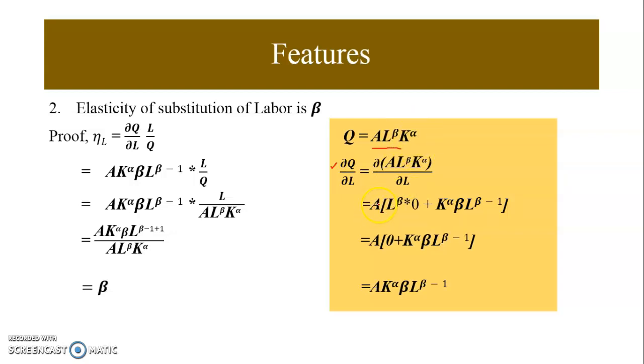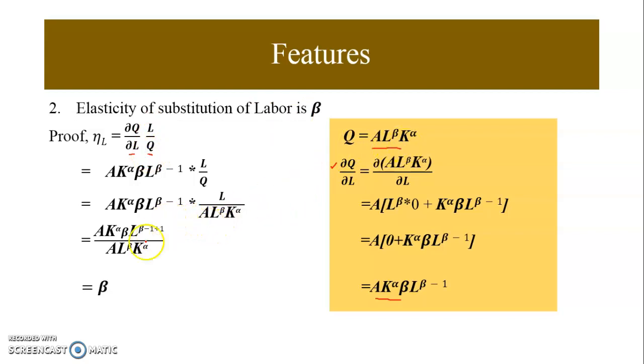In this case A is constant, so we'll take this as common. So this is the product rule. So L to the power beta into K to the power alpha, K to the power alpha is constant, so 0, plus K to the power alpha as it is into the derivative of L to the power beta, which is beta L raised to the power beta minus 1. This is the power rule that we have used. So this is 0, this is plus K to the power alpha beta L to the power beta minus 1. So this is our partial derivative of output with respect to labor. Now we'll just substitute this in our formula here and multiply with labor divided by output, and we already know the output. This is A L to the power beta K to the power alpha.